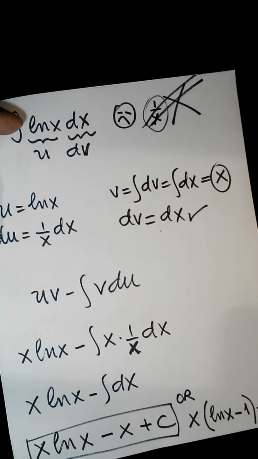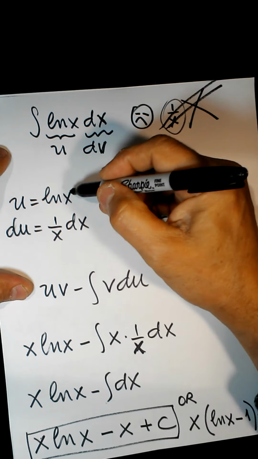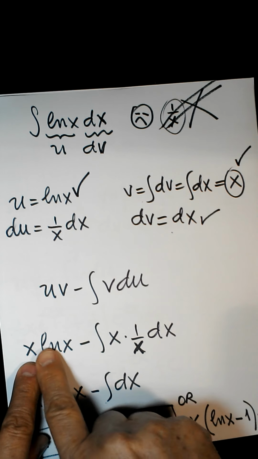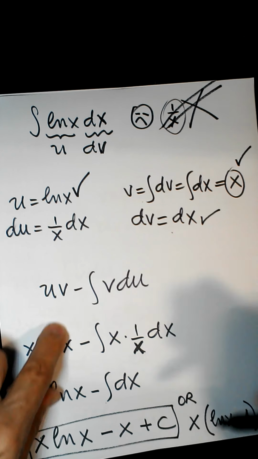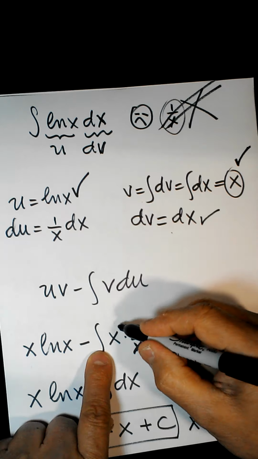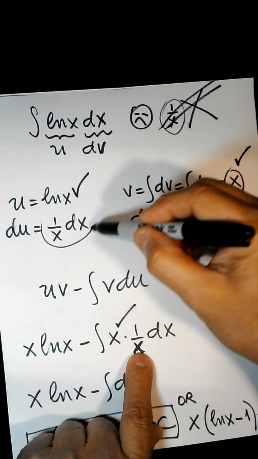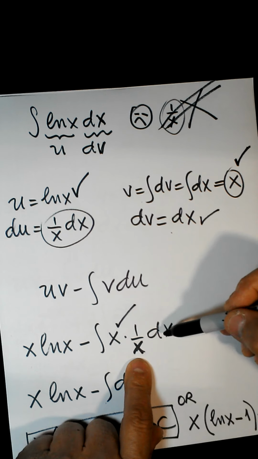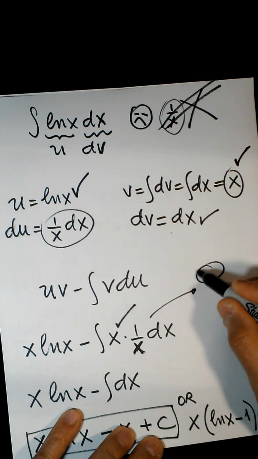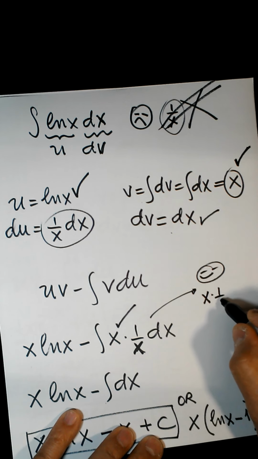Okay? So now we set up uv. Here's the u. Here's the v. x log natural of x are going here, minus v du. Note that the v is the x. What is du? Take a look. 1 over x dx.